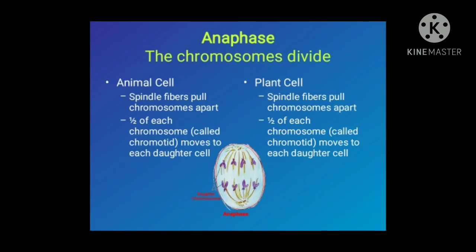Anaphase. In the anaphase, the chromosomes divide. The spindle fibers pull chromosomes apart, and one half of each chromosome, called the chromatid, moves to each daughter cell.